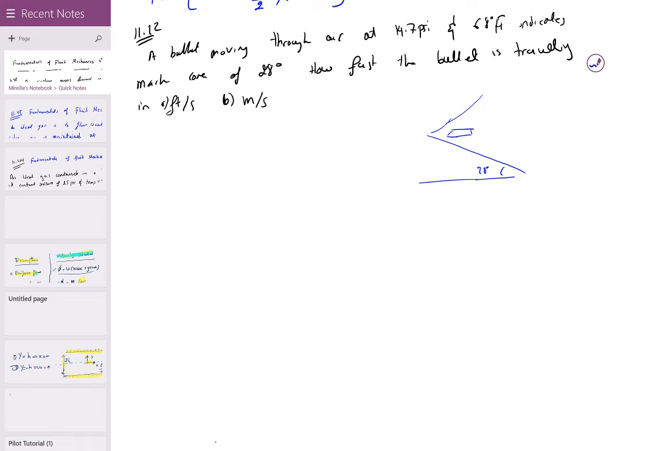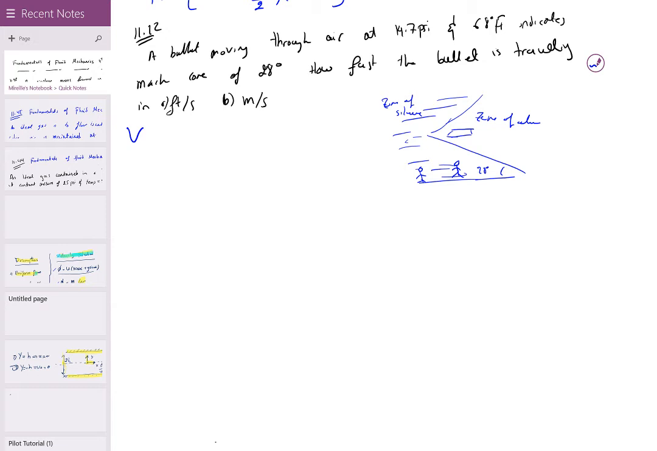Mach cone means here is the zone of action, and all of this part is the zone of silence. So if you're standing here, you would not hear the bullet. If you're standing underneath, you'd also not hear. You must be in this zone so that you can hear the bullet. As the bullet moves forward, eventually the Mach cone will reach you and you'll hear the bullet. Now we're asked to find how fast the bullet is traveling, so we're asked to find V.